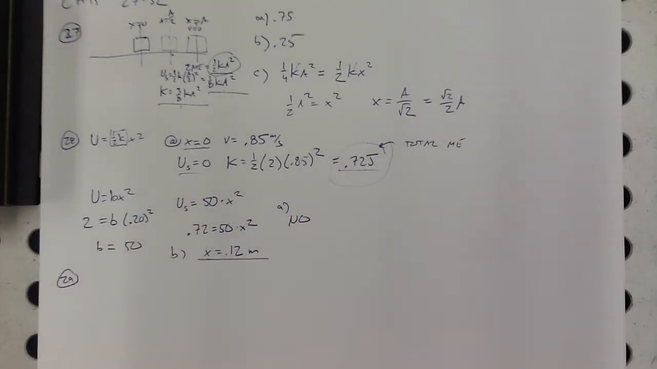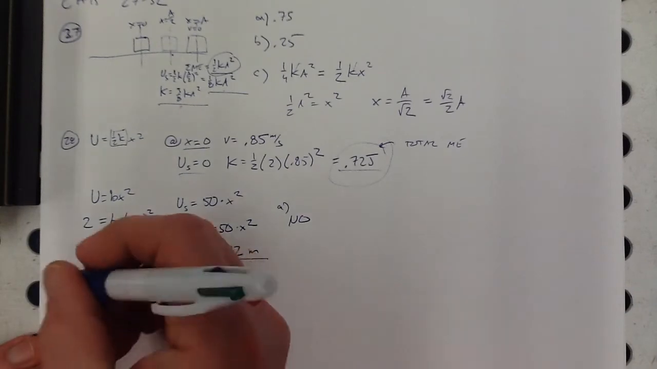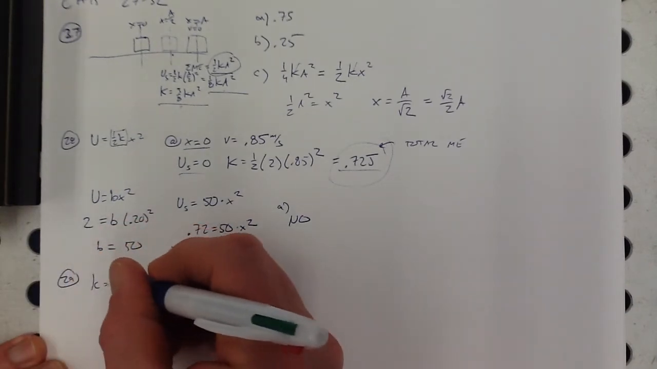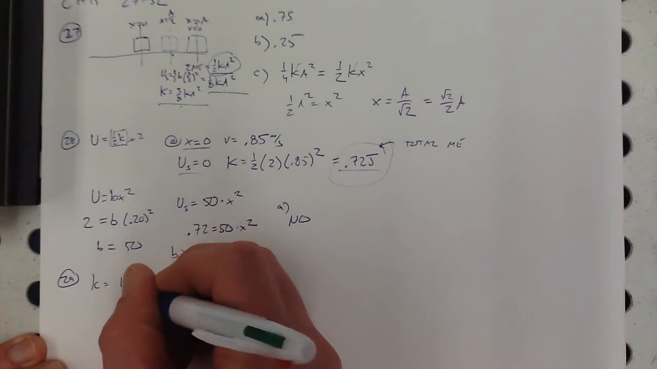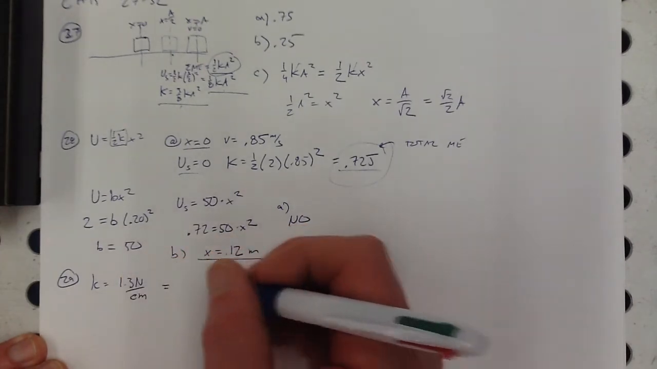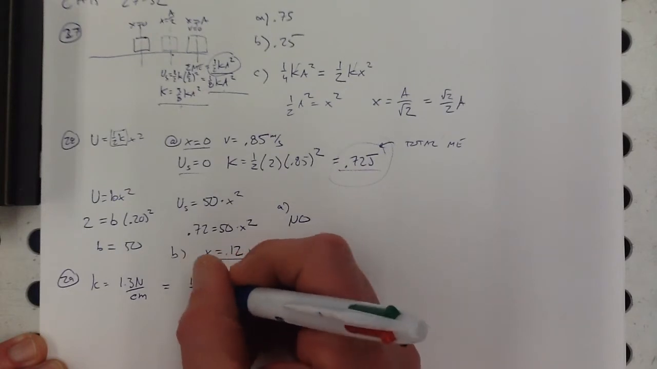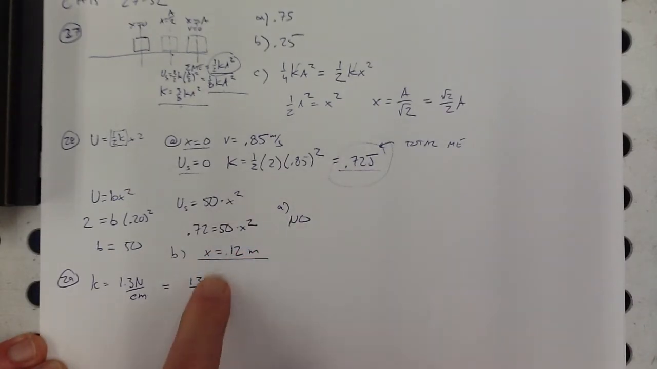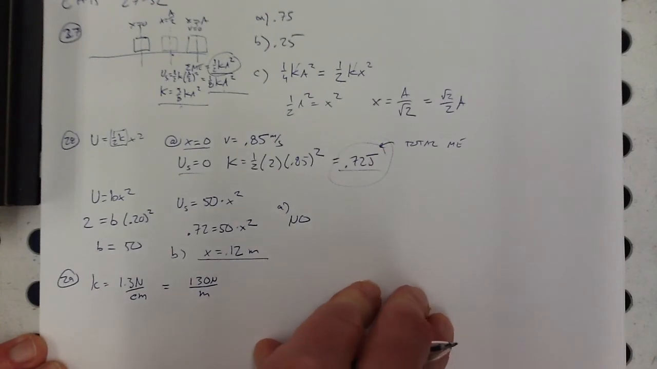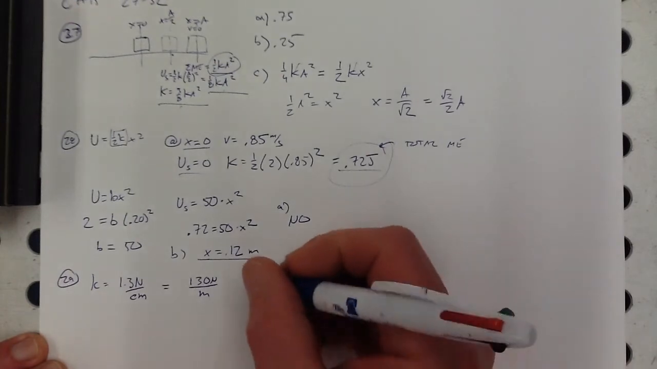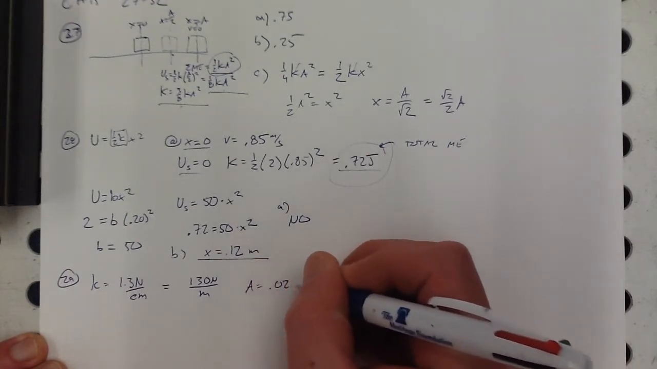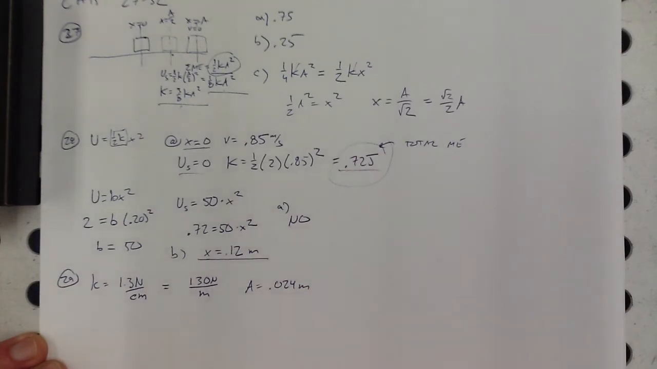Number 29. Find the mechanical energy of a block spring system having a spring constant of 1.3 newtons per centimeter, which is 130 newtons per meter. I think I prefer those units. And has an oscillation amplitude of 2.4 centimeters. I'm going to change that to meters. And we want to know what the mechanical energy is.